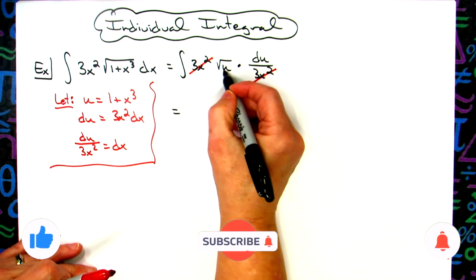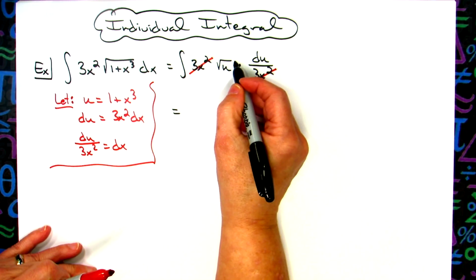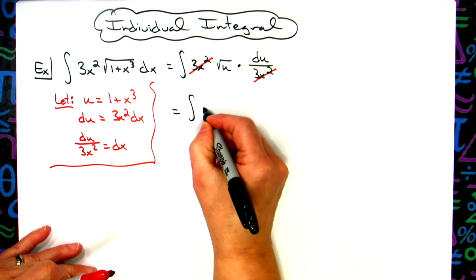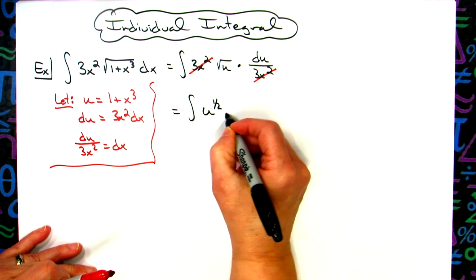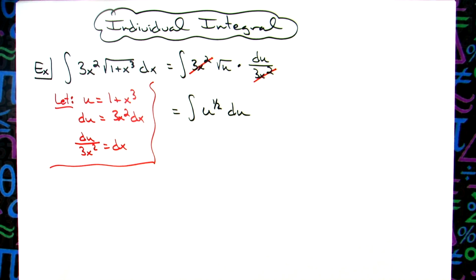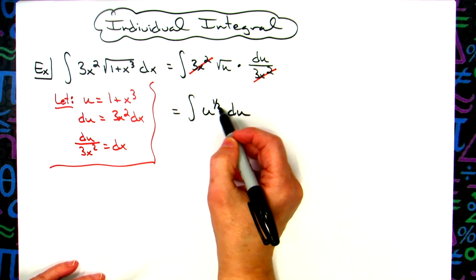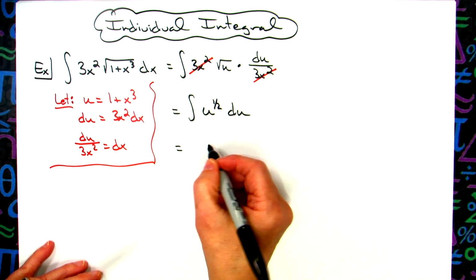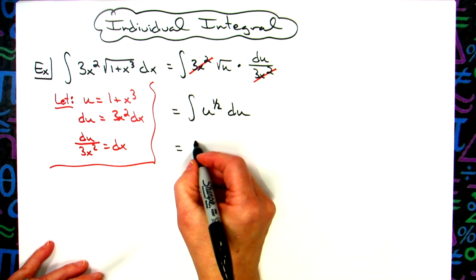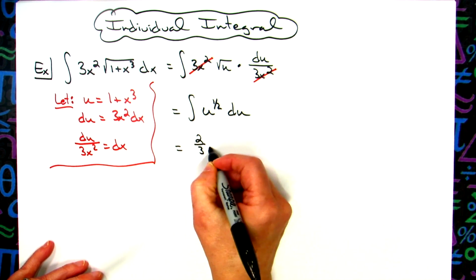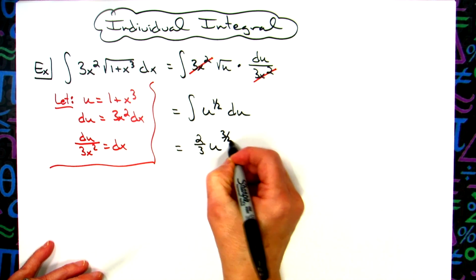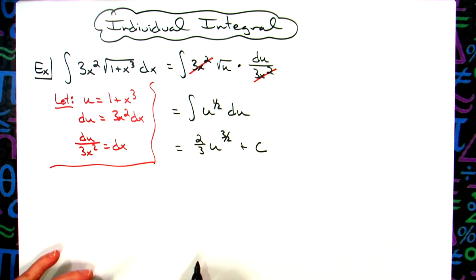Taking that radical and putting it into exponential form, we'll have the integral of a u raised to the 1/2 power du. Doing that just lets us integrate this a little bit easier now because we can see adding 1 here, how that's going to affect the overall answer. So when we integrate, we'll have a 2/3 u to the 3/2, and then plus c because we have integrated.